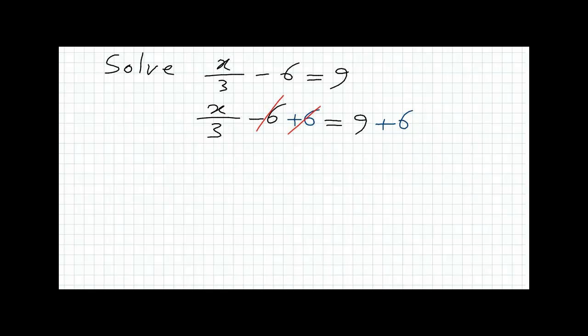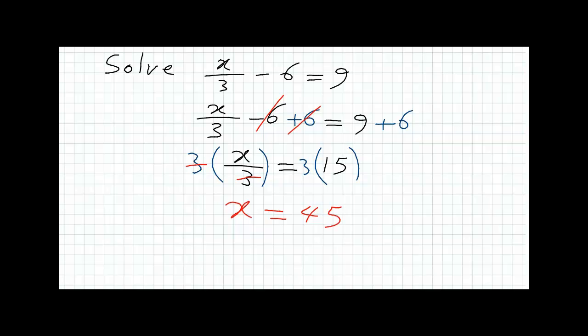Here it is clear that 6 and negative 6 are cancelled, and we have x over 3 is equal to 15 on the other side. Now, to undo the division, we need to multiply both sides by 3. So we can cancel 3 by 3 now, and we have finally x is equal to 3 times 15, which is 45. And this is the way that we use to solve such linear equations.